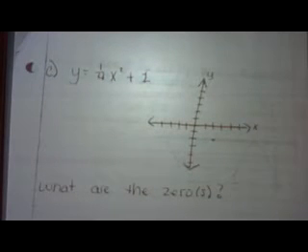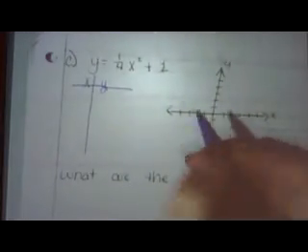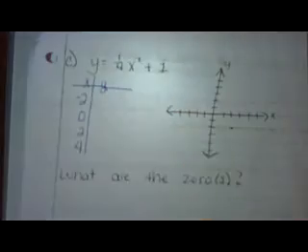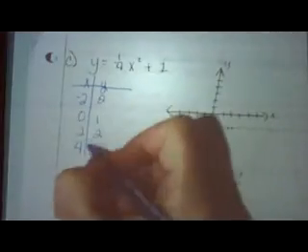Alright, let's graph y equals 1/4 x squared plus 1. Bring up our table. I'm going to say x is -2, 0, 2, and 4. When x is -2, y is 2. When x is 0, y is 1. When x is 2, y is 2. And when x is 4, y is 5.